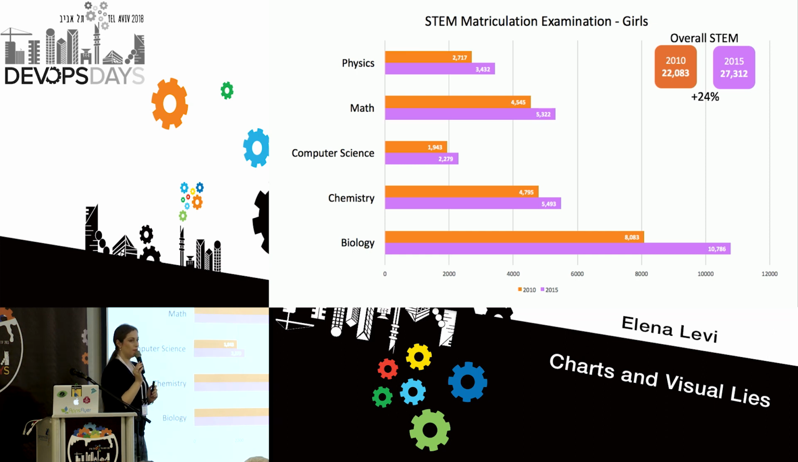So the way they got to 24% is they added all the orange lines, got to 22,000. They added all the purple lines, got to 27,000, and then they did the math, which is not so smart. Because the same girl can do an exam in multiple subjects, and then, for example, if she did math, physics, and computer science, she will be counted as 3 different people, which is not the right way to go.